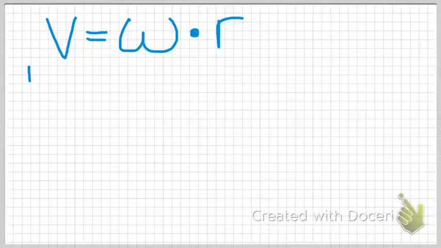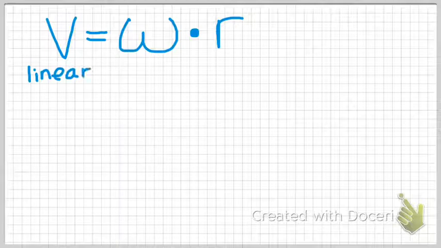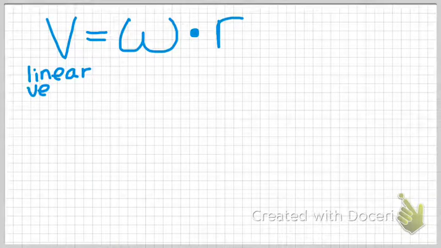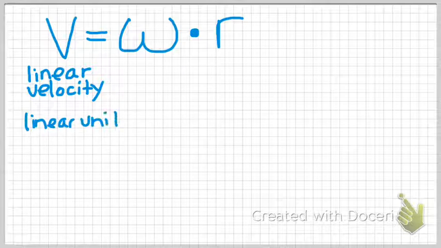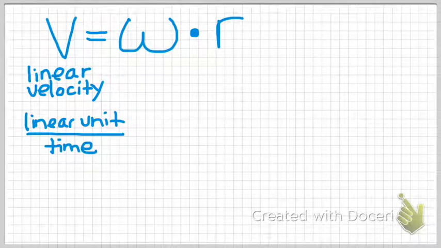So V is what we call linear velocity. It's going to have two units associated with it. A linear unit, so something that you would use to measure a line. That's what linear units are. So centimeters, meters, inches, feet, miles, something like that. And a time, minutes, hours, seconds, something like that. So it'll have a linear unit and a time unit. So miles per hour, inches per minute, feet per second, something like that.